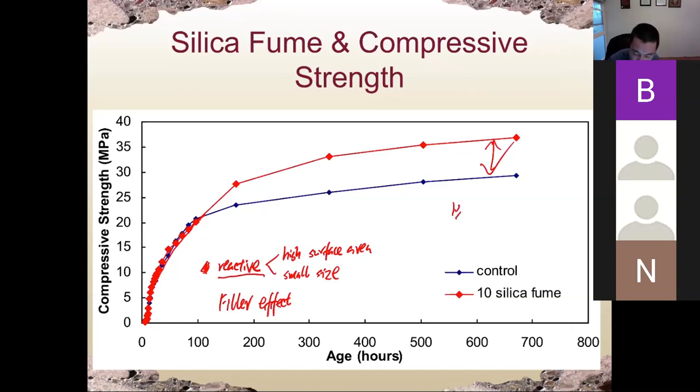Typically, we use around 10 to 15% of silica fume for high strength concrete.